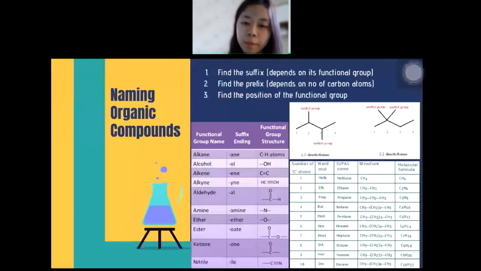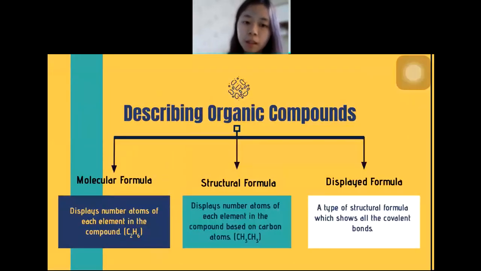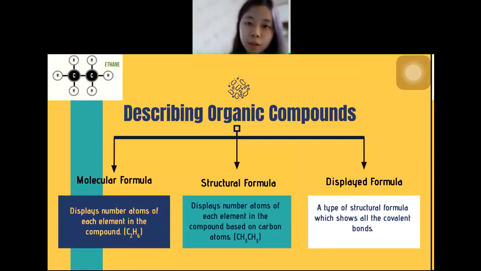Next will be describing organic compounds. So there are 3 ways in which you can describe organic compounds. The first one is through their molecular formula, which is displaying the number of atoms of each element in a compound. So here we'll be taking ethane as an example. Because there are 2 carbon atoms and 6 hydrogen atoms, it will be C2H6.